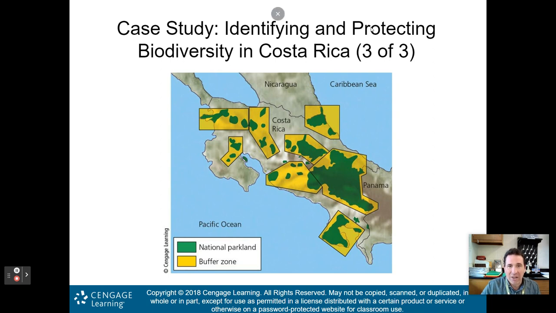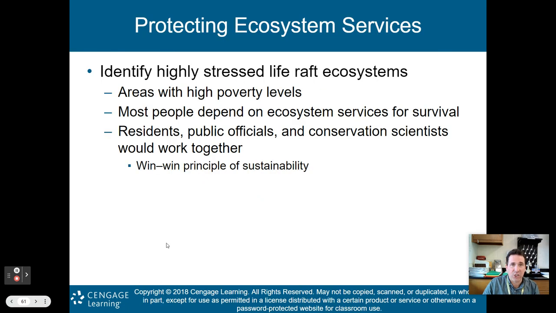So you'll notice this is Costa Rica. Most of the land are these natural national park lands with, again, the buffer zones. In the buffer zones is where humans play and enjoy. In the green here, the parkland, that's where the animals live, totally protected. And again, they are a leader around the globe in actually doing this.